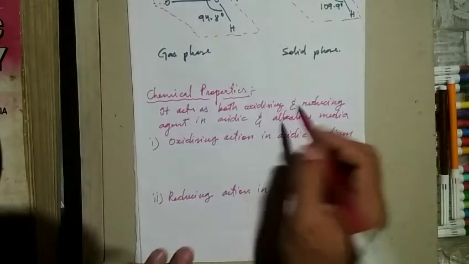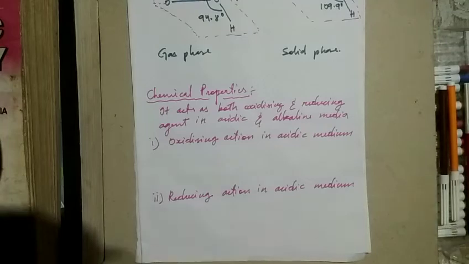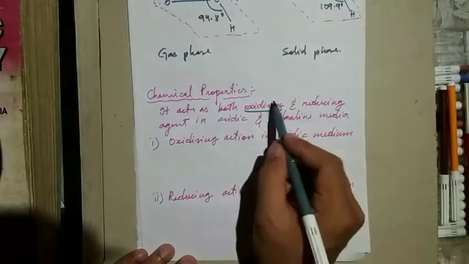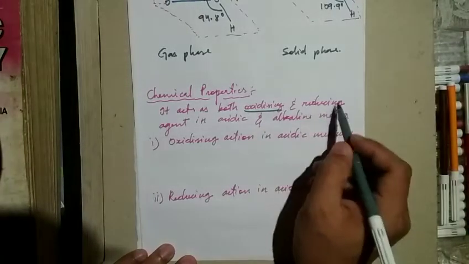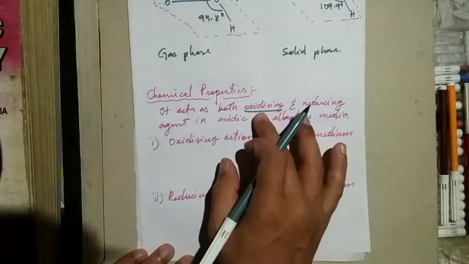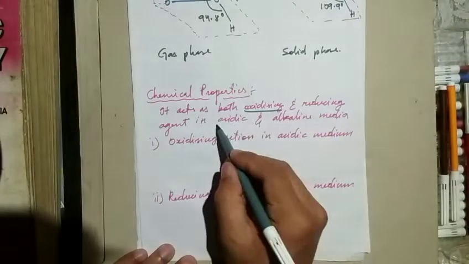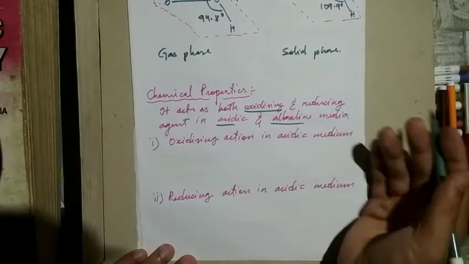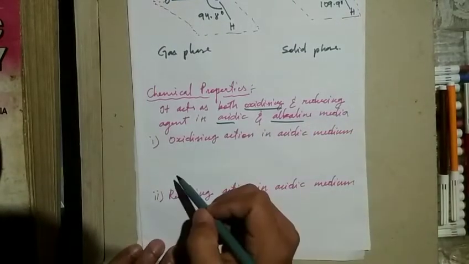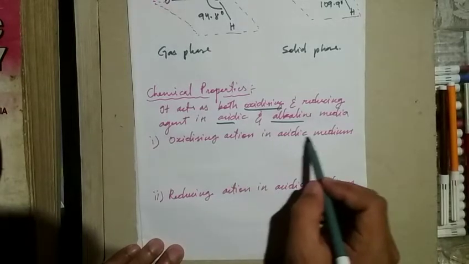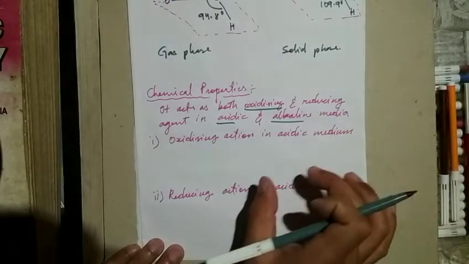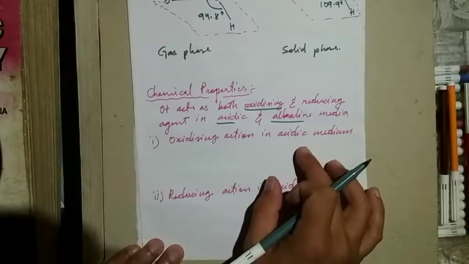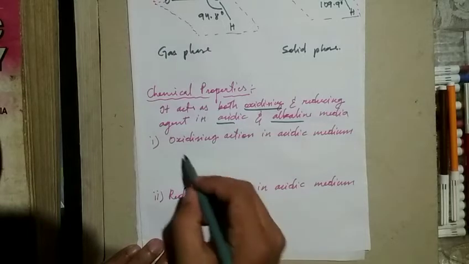Now chemical properties. It acts as both an oxidizing and a reducing agent. It can act as an oxidizing or reducing agent in acidic and alkaline medium. Alkaline means base or basic medium. Let's see the first one, oxidizing action in acidic medium. This reaction will take place in acidic medium, and oxidation will take place.